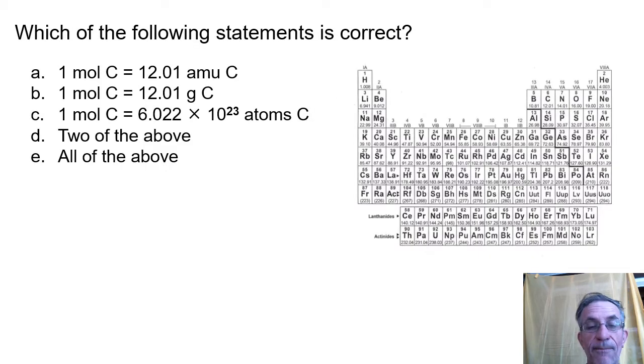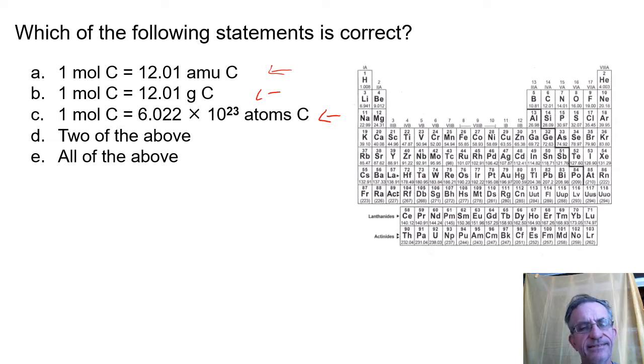Oh, actually, before we do an example, let's do a little review question to see if these terms make sense or not. So there are 3 statements here. Which ones are true? A: A mole of carbon weighs 12.01 AMU. B: A mole of carbon weighs 12.01 grams. C: A mole of carbon is 6.022 times 10 to the 23 atoms of carbon. So which of those are true? Could be just one of them, it could be 2 of them, could be all 3 of them. What do you think?